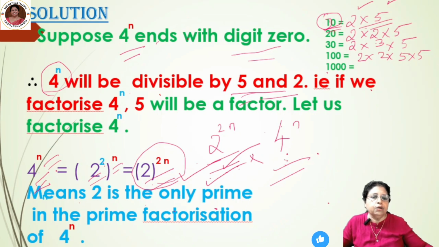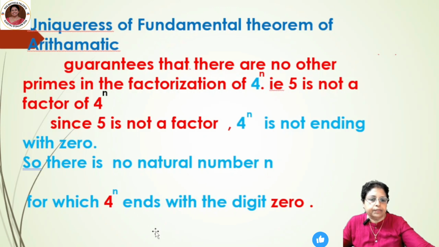So our supposition that 4 raised to n ends with digit 0 is wrong. So there is no natural number n for which 4 raised to n ends with the digit 0. Okay, so that example is over.